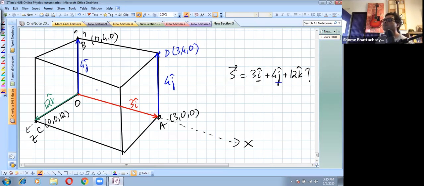So starting from your origin, you made a displacement of 3 i cap, you reach the point A. Then from A, you made a displacement of 4 j cap, so you reach the point D. And then from D, you're making a displacement of 12 k cap. So you're making this displacement vector, but where should this displacement vector be placed now? It should be placed over here. So you have to pick up that displacement vector from there and you have to draw it now over here on top of D.